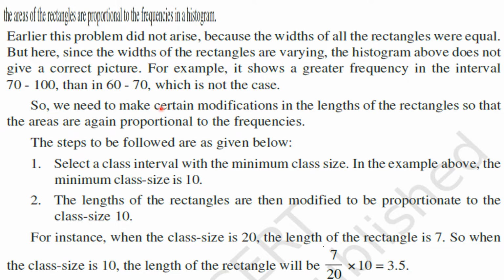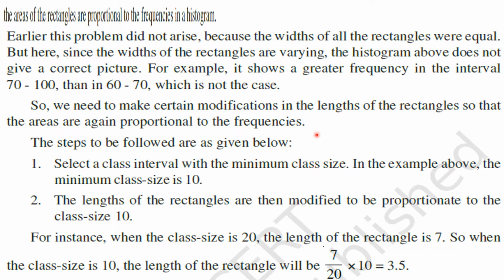In this case, we need to make certain modifications in the lengths of the rectangles so that the areas are again proportional to the frequencies. This is the main point. The areas of the rectangles are proportional to frequencies in a histogram. Based on this concept, we have to modify the lengths of the rectangles so that the areas are again proportional to the frequencies. Understood this point, my children?